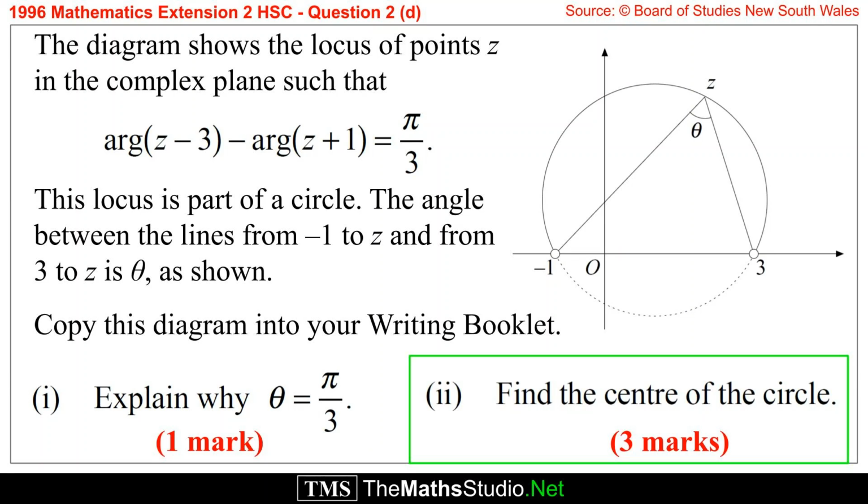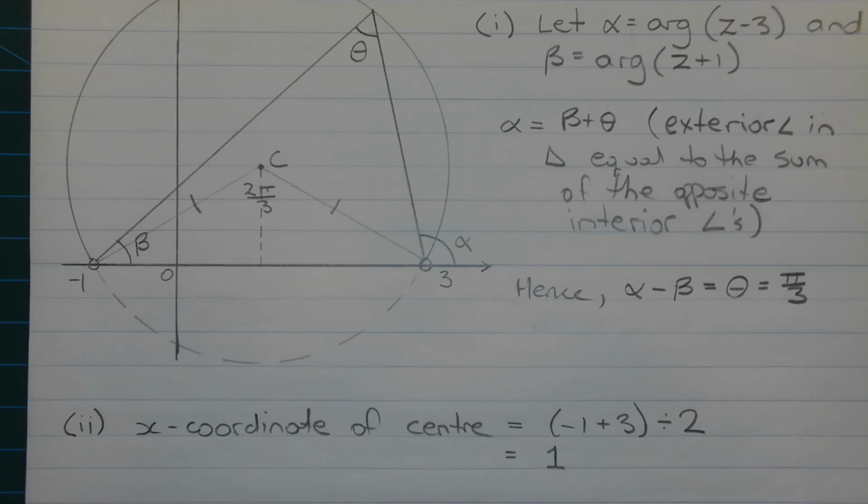Part 2. Find the center of the circle. I've labelled the center of the circle with the letter C. Now the x-coordinate of the center of the circle is the midpoint between -1 and 3. So (-1 + 3) divided by 2 is equal to 1.